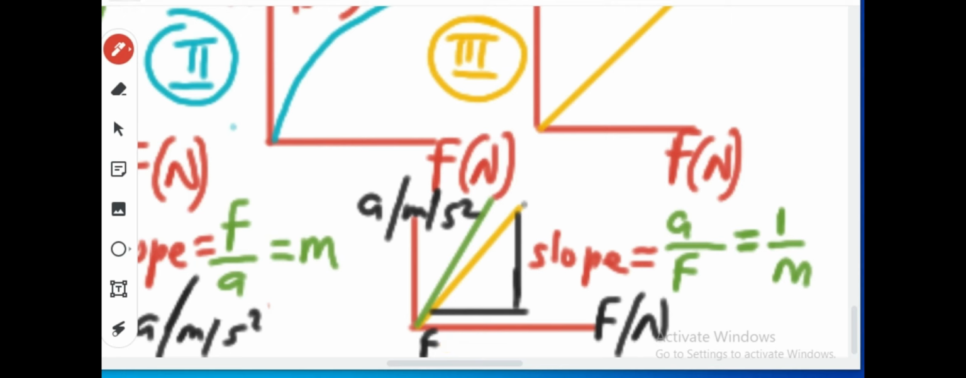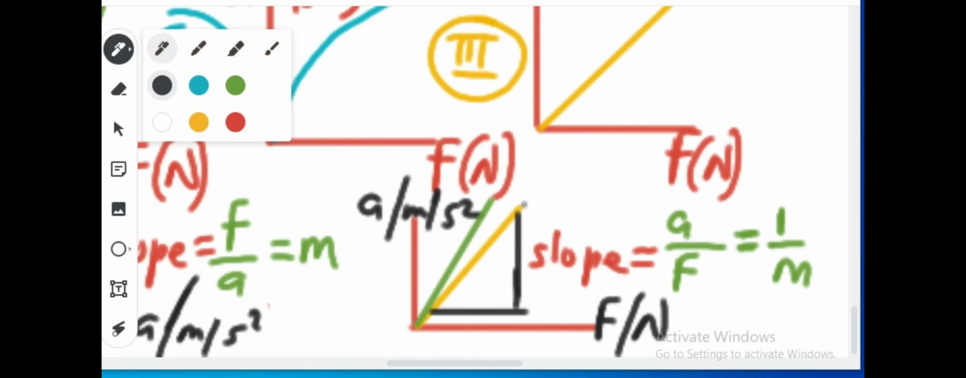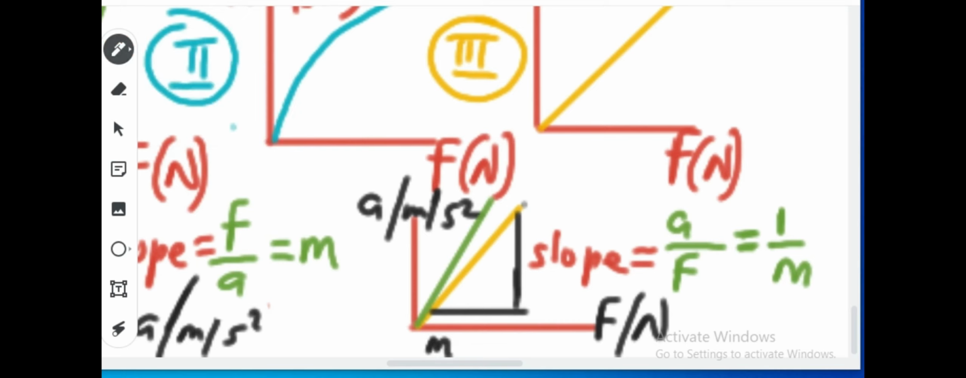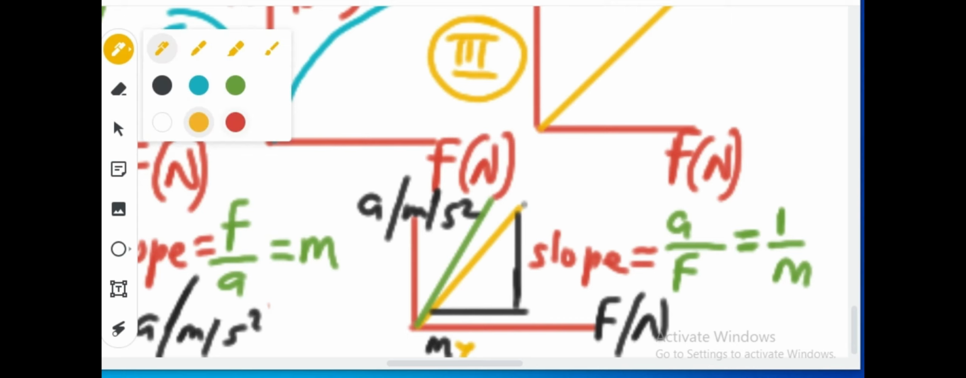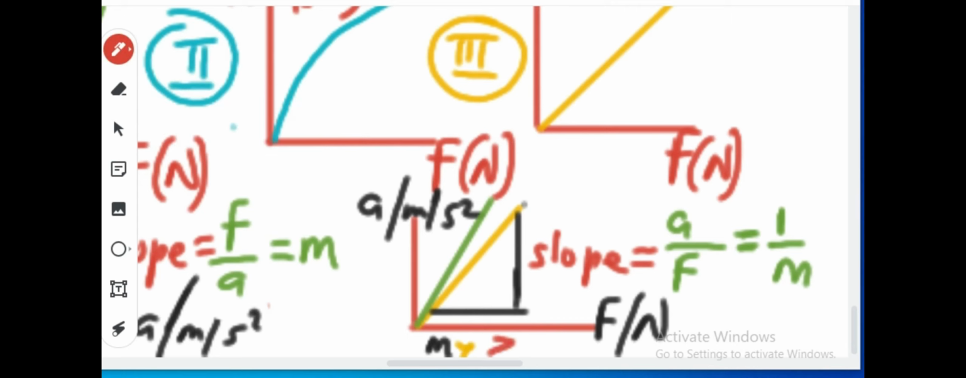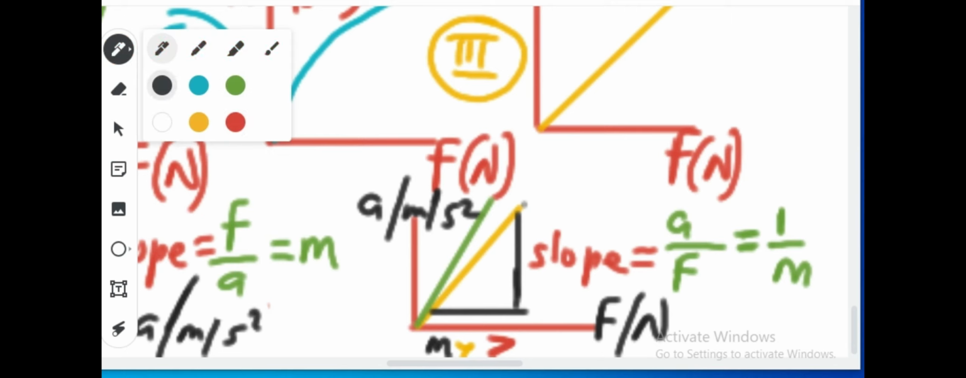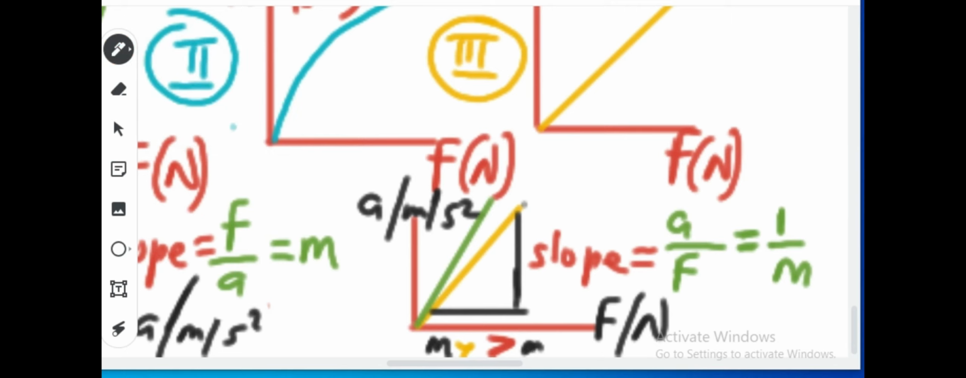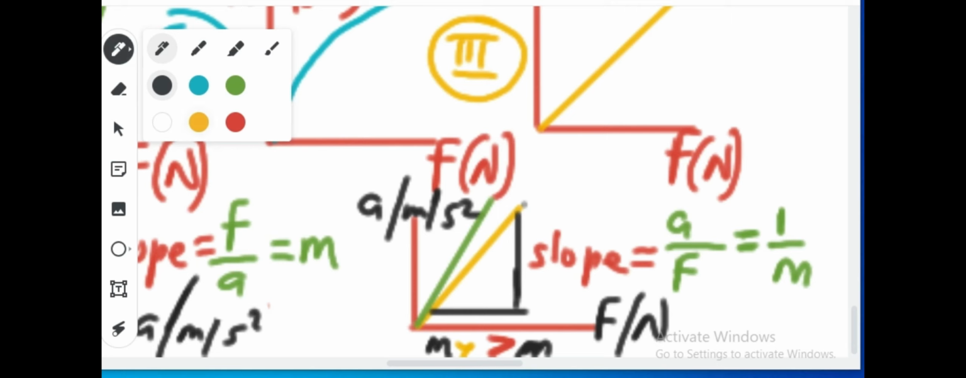Oh, I said force. I should have said mass. The mass, please pay attention. The mass for the yellow, is that what we said? Yes. It is bigger than the mass for the green. Why? Because this is a graph of acceleration against force.